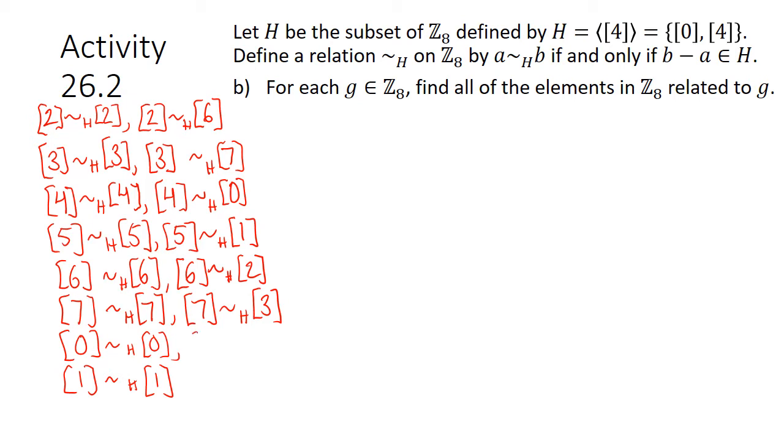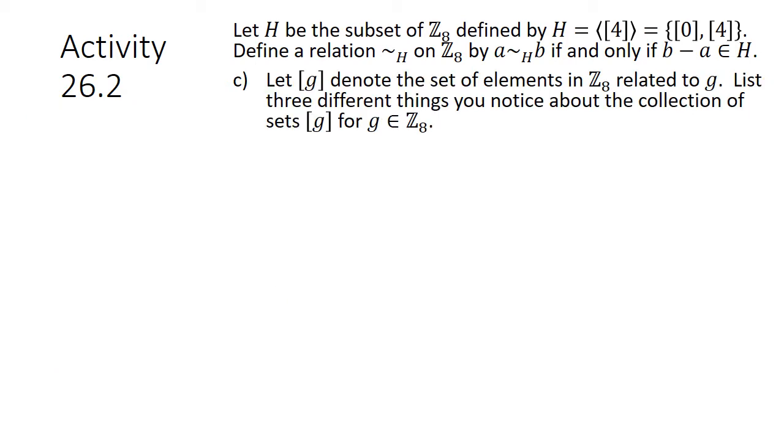Okay, and then what minus 0 equals 4? So that would be 4. So 0 is going to be related to 4. And then what minus 1 is 4, so that'll be 5. So 1 will be related to 5. Okay, hopefully I did those correctly. And you can see a really strong pattern here in the way these work. So everything is related to itself, and then everything is also related to whatever.